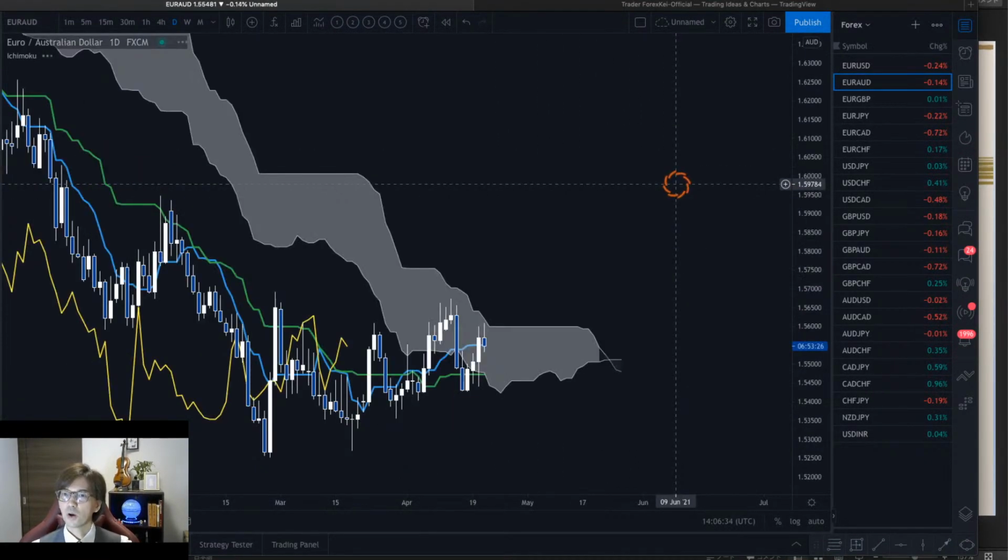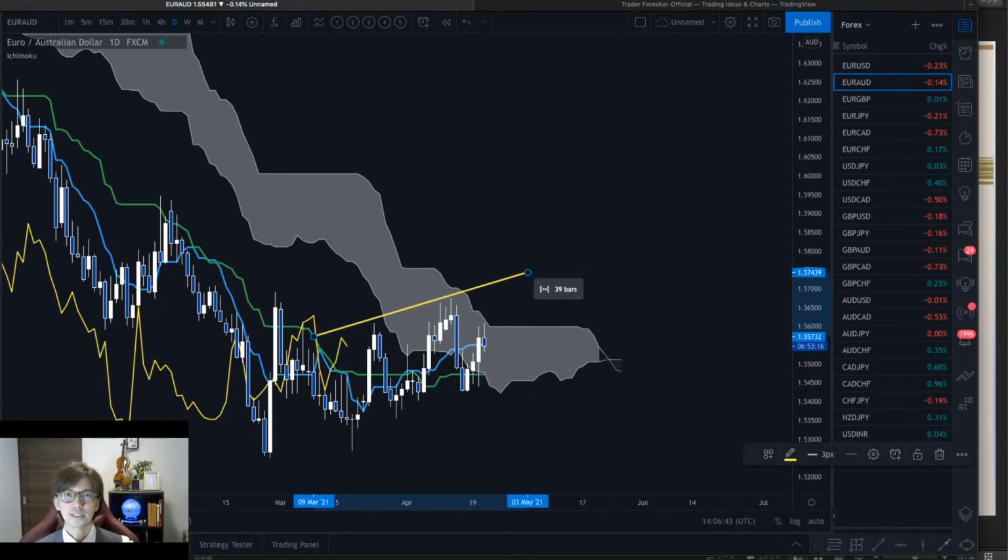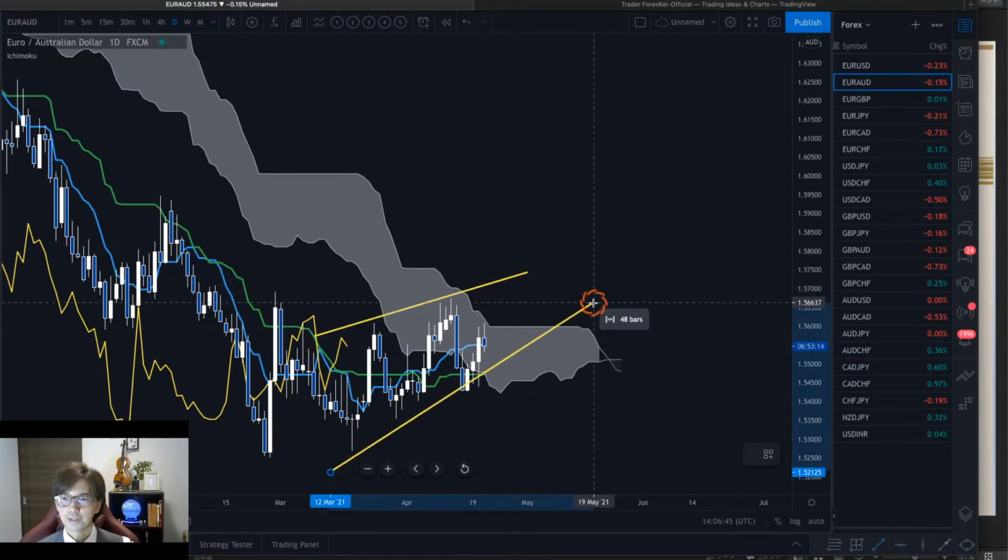In Euro AUD, this is not a P wave or Y wave. This is just like a flag. This looks to be a flag. So this is not a P wave nor a Y wave structure.